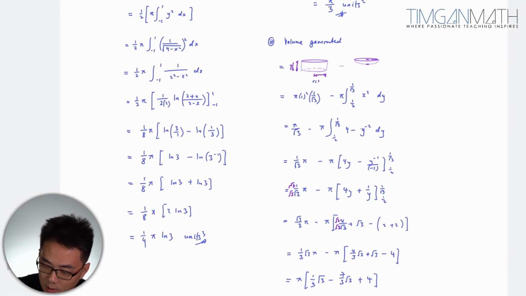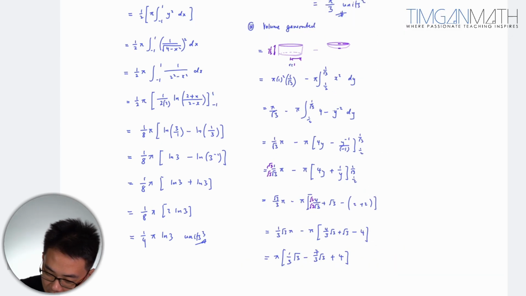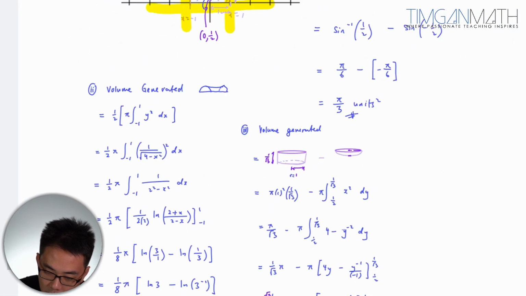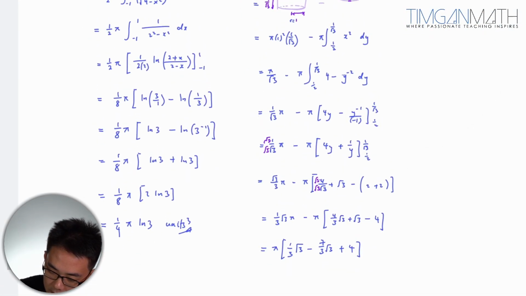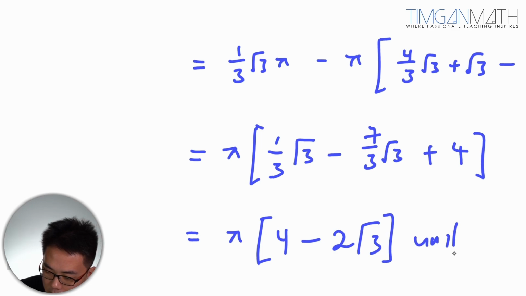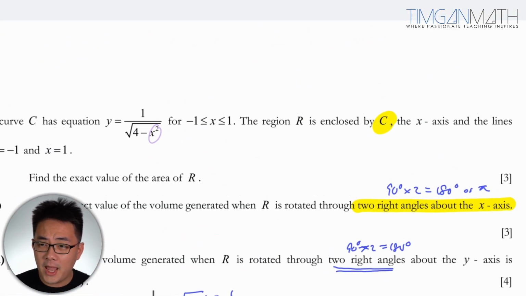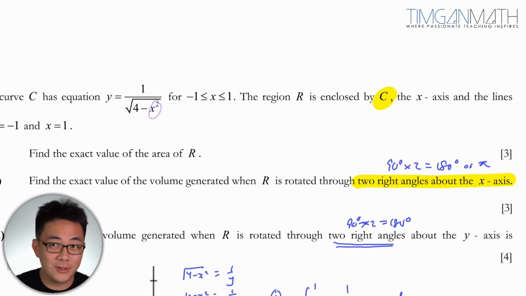Okay, there you go. The thing about showing questions, I love it, is because you can check the answer. So this is 4. Hopefully that's the answer. Yep, 2 root 3. Yes, correct. So there you go. 4 minus 2 root 3 cubic units. Yeah, that's how we do this question proficiently. Any question at all, please let us know. Keep practicing and I'll see you in the next question.